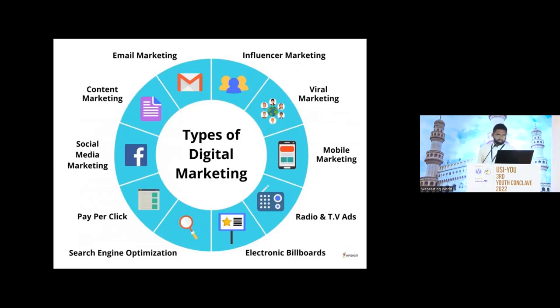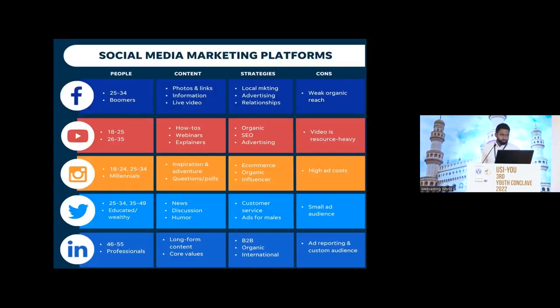Pay-per-click is a type of marketing where whenever a person clicks on the advertisement, the advertiser needs to pay the publisher based on the clicks on ads. And finally, social media marketing, which is what we are focusing on. These are the 5 main social media streams essential in marketing, out of which Facebook, YouTube, and Insta users are usually teenagers and youngsters. Twitter users are educated people, wealthy people, and a few middle-aged people as well. LinkedIn is mainly used by professionals and the middle-aged group.